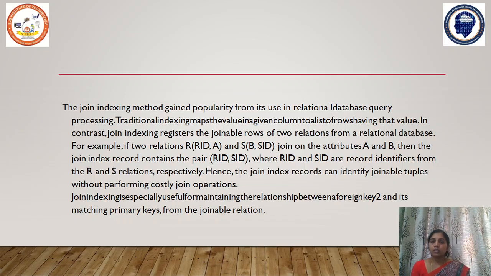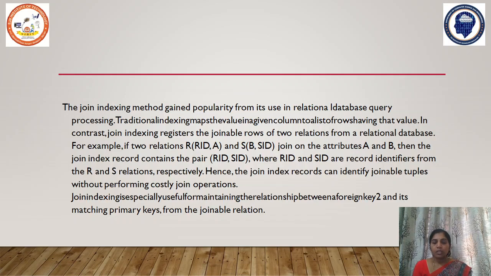Here you can join attributes A and B. The join index record contains the pair (RID, SID), where these two are the record identifiers. Hence a join index record can identify joinable tuples without performing costly join operations. Join indexing is especially useful for maintaining the relationship between a foreign key and its matching primary key from joinable relations.